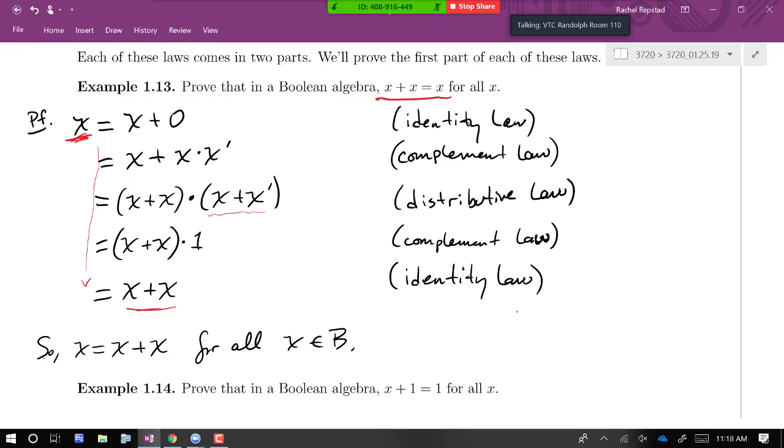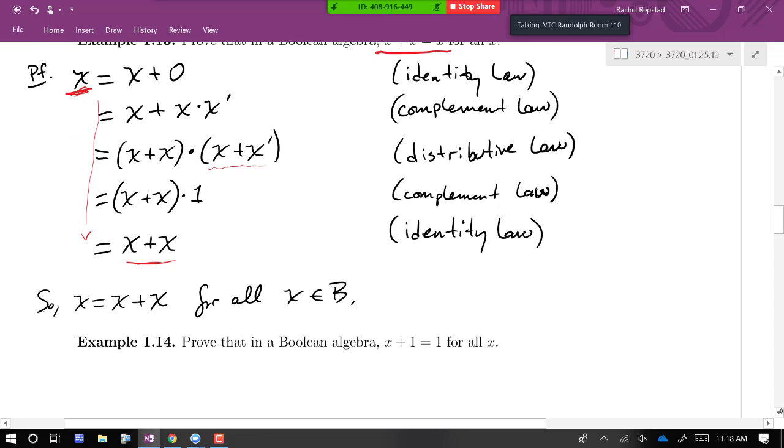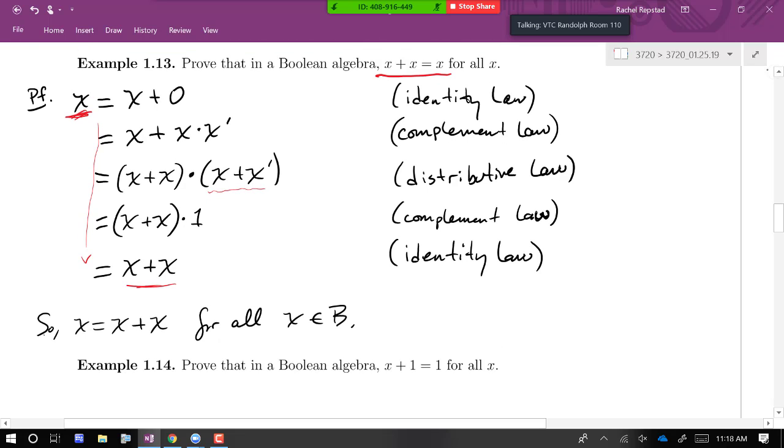In the next example, we're going to prove a different fact: that x plus 1 is equal to 1. That is the null law from above. Before we do that, I want to point out that we proved that x plus x is equal to x. If you were setting out to prove that x times x equals x, you could do it using precisely the same axioms in the same order. You would just use the other version.